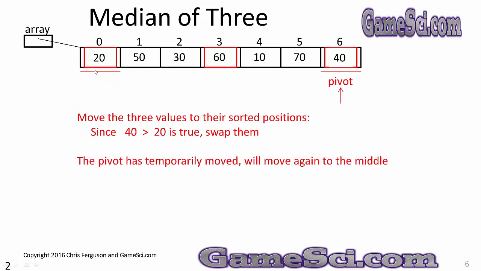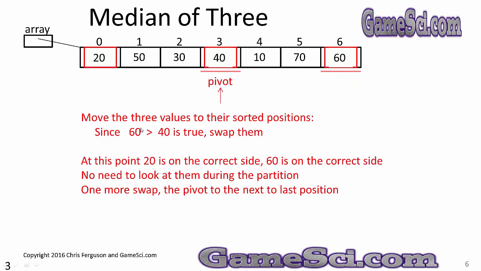Let's move the 3 variables to their sorted positions. Since the 40 and the 20 were out of place, since 40 is greater than 20, we're going to swap them. Now what we just did is we temporarily moved the pivot to here. We'll move it again shortly. Since 60 is greater than 40, we swapped them. What we ended up doing here is sorting 20, 40, and 60 to their proper places in the array.